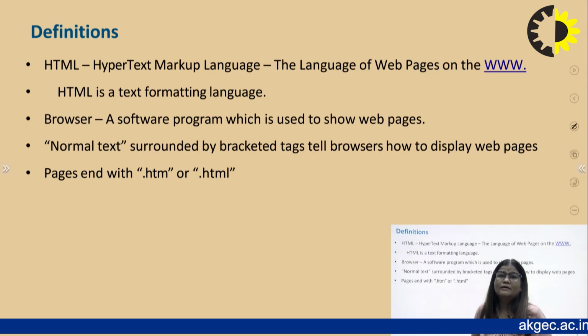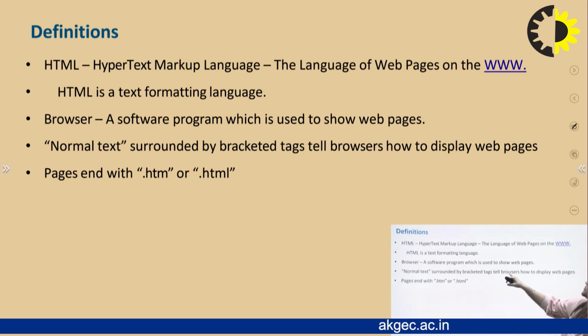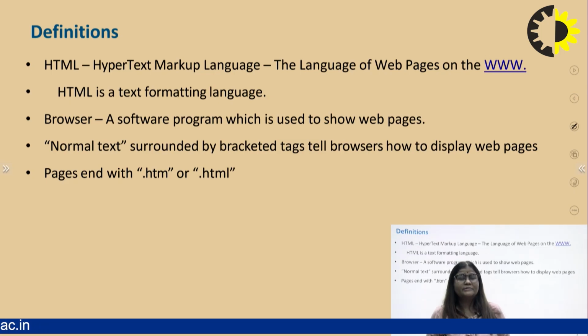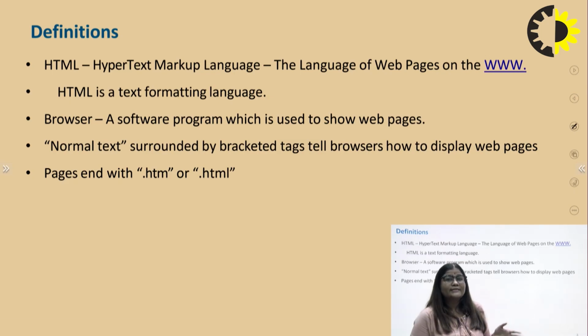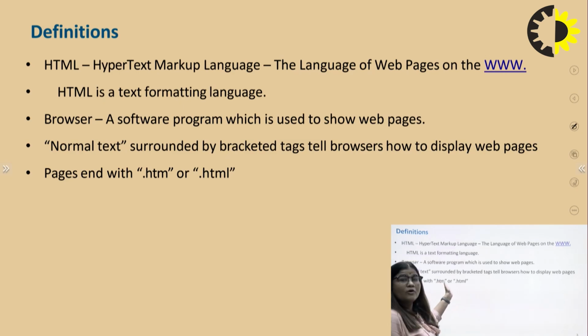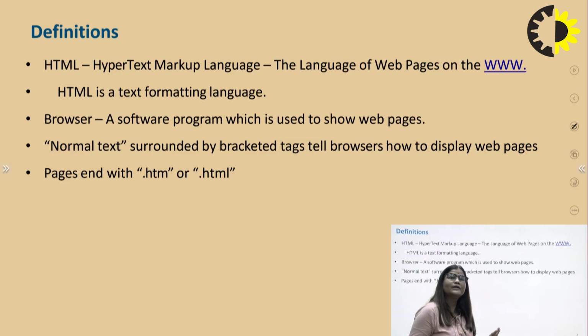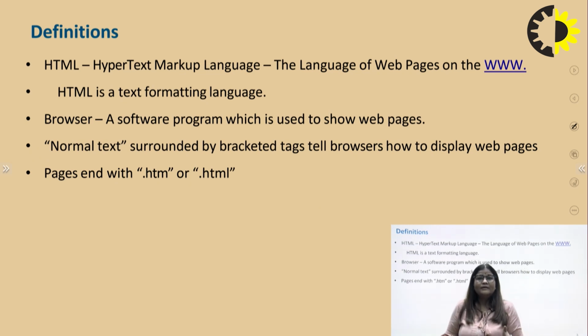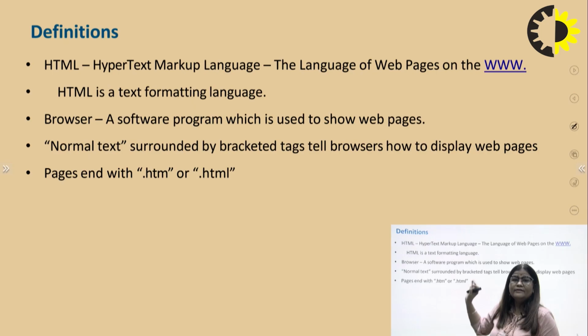Multiple browsers are available. A browser is a software program used to show web pages, and normal text surrounded by brackets tells the browser how to display web pages. Pages end with .htm or .html. What is this? This is a file. When we write any HTML program, we have to save that file, and the extension should be .htm or .html. Means we write the program in an editor and save that file with the extension .htm or .html.